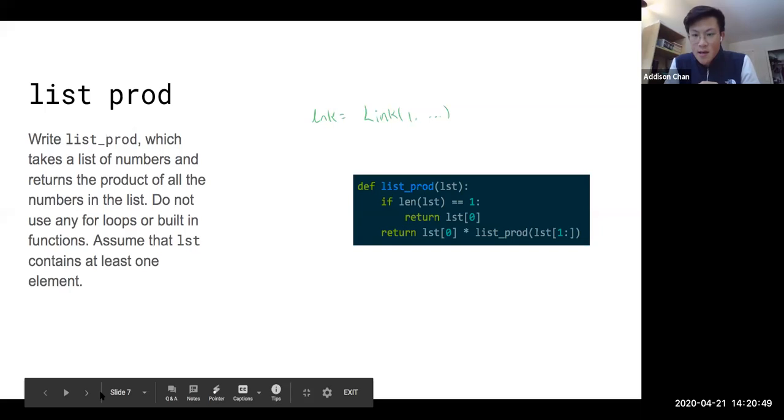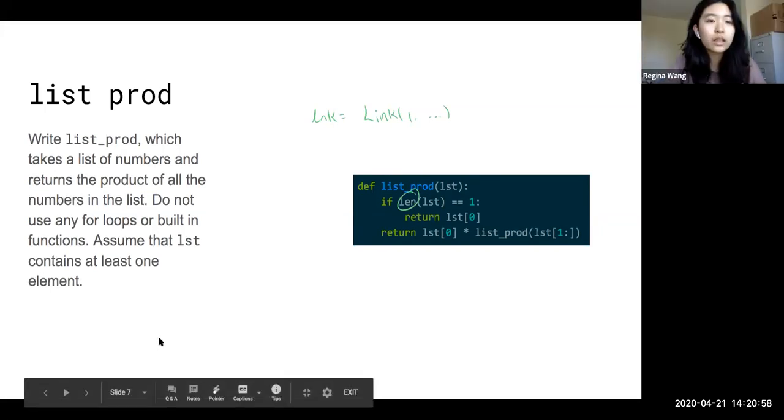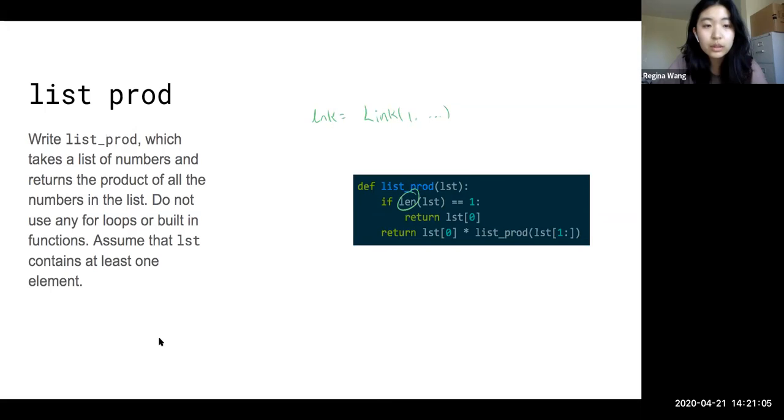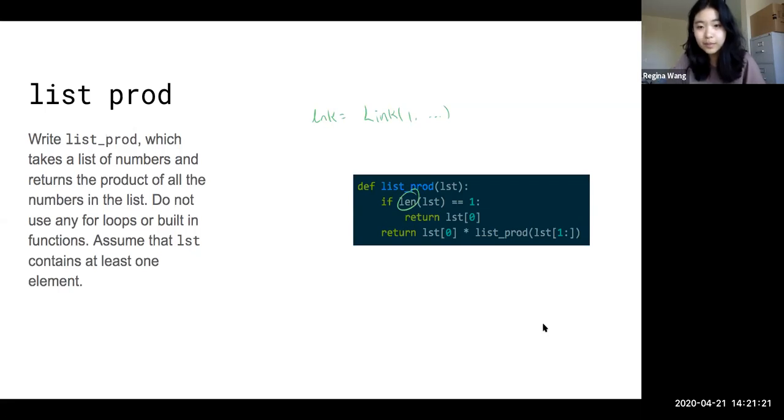Another question is, is length a built-in function? This length right here is a built-in Python function, and it returns the length of a regular Python list. Oh, but it does say don't use any built-in functions. I think the spec is referring to built-in functions such as sum, which take in a Python list and give you some value. Yeah, we'll edit the slides to reflect that.